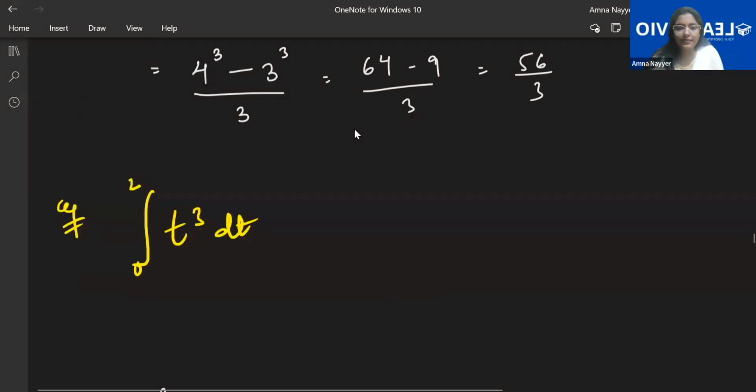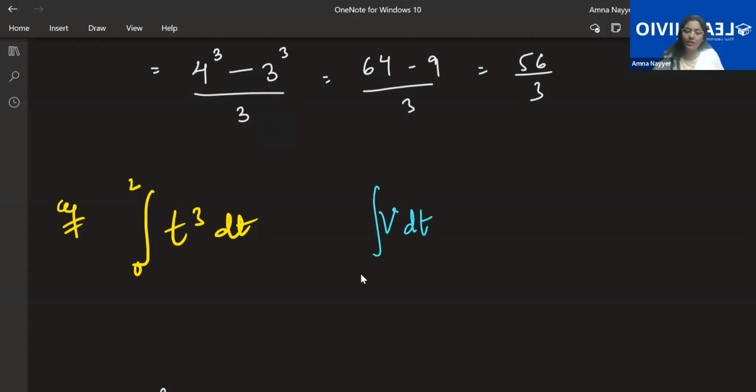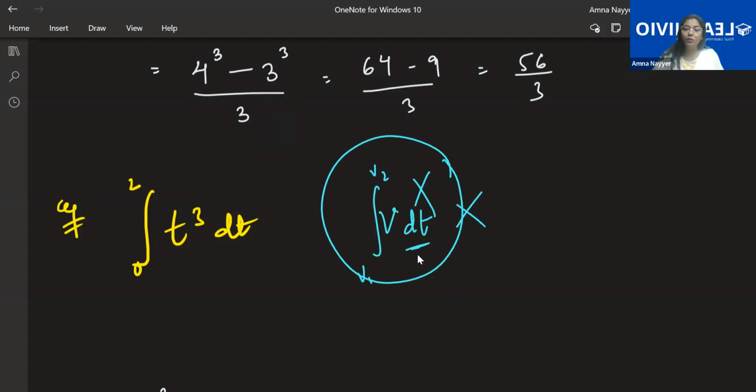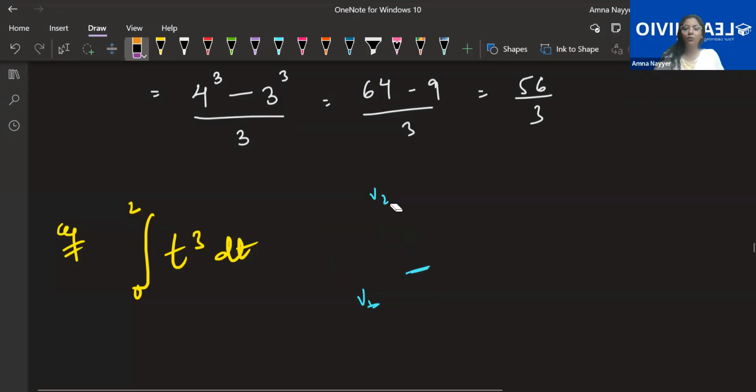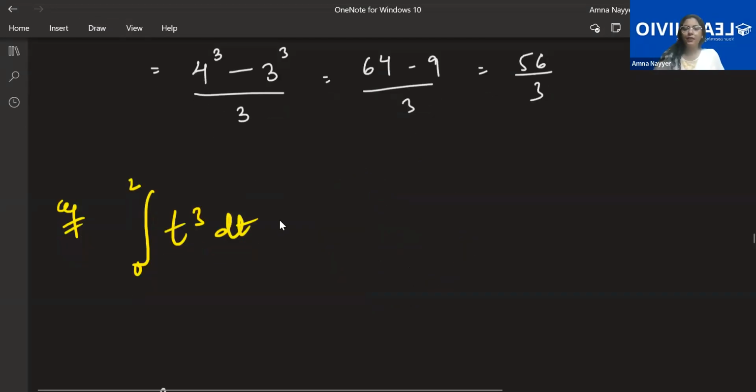Okay, look, let's see this question. The integral of t cubed dt. One thing remember always in integration: if you are given a function like v, let's say velocity, and you are asked to integrate v dt, and the limits of v1 and v2 are given, this is not possible. You need to have the same limits. So there is some more thing present in the question, which we'll see with the help of questions.